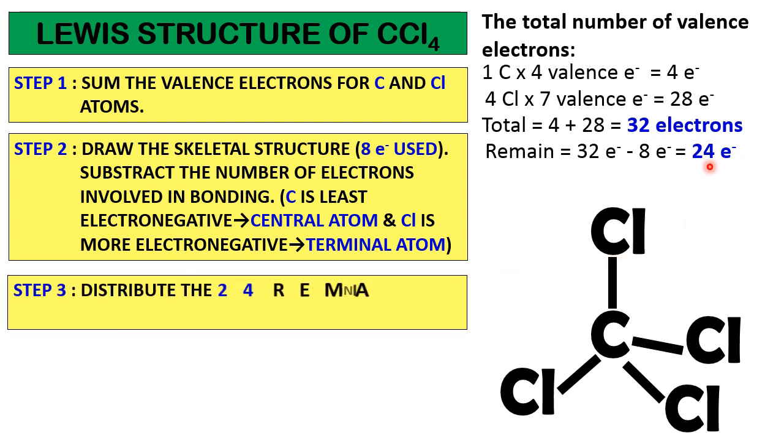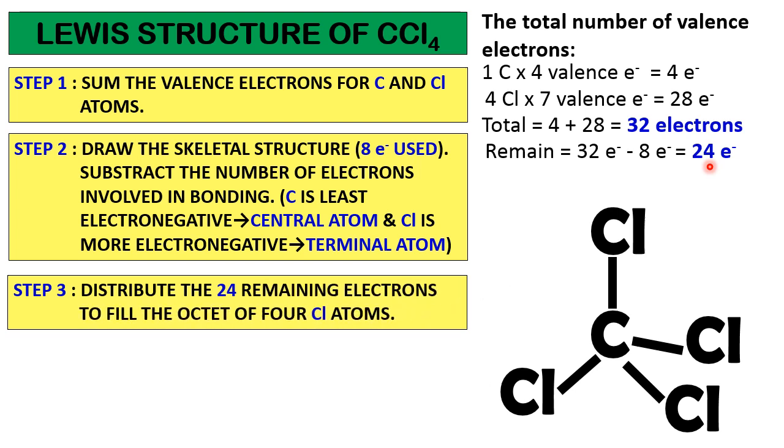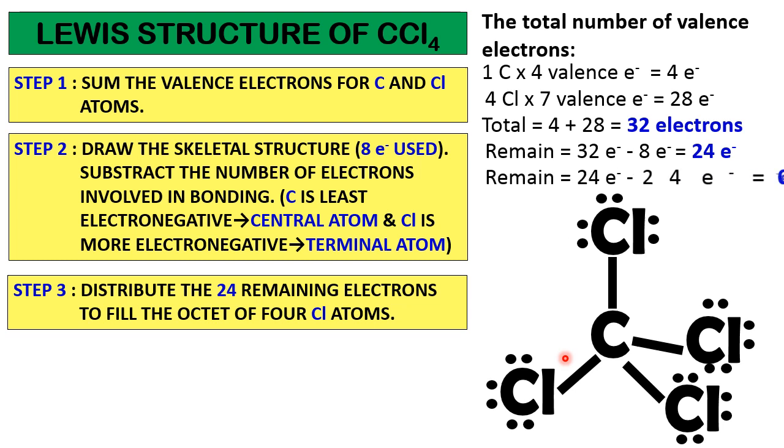In step 3, we fill all the terminal atoms with electrons so they can be octet. With the 24 electrons, I fill one chlorine atom with 6 electrons, so the chlorine atom achieves a stable octet configuration, and then another one with 6 electrons, and another with 6 electrons. So all the chlorine atoms are filled with 6 electrons, and they have 2 shared electrons with the carbon atom. So all the chlorine atoms have 8 surrounding electrons and have achieved octet configuration.